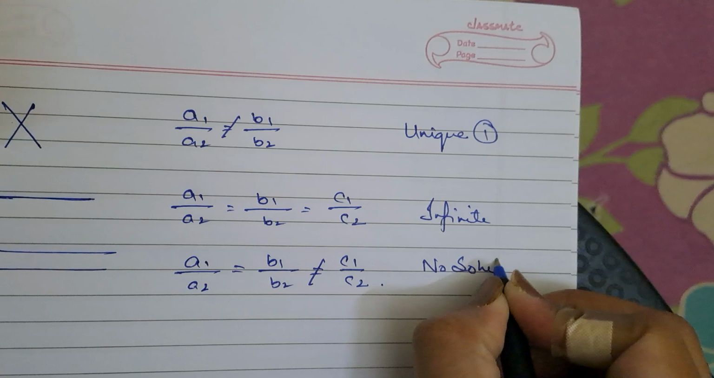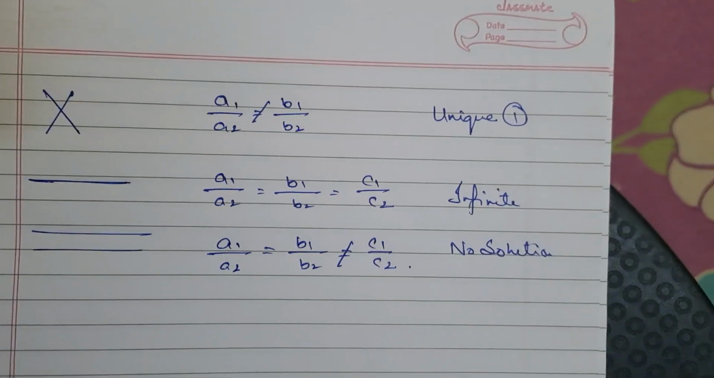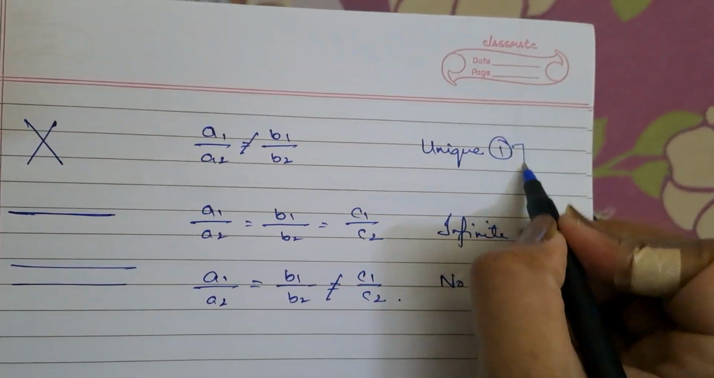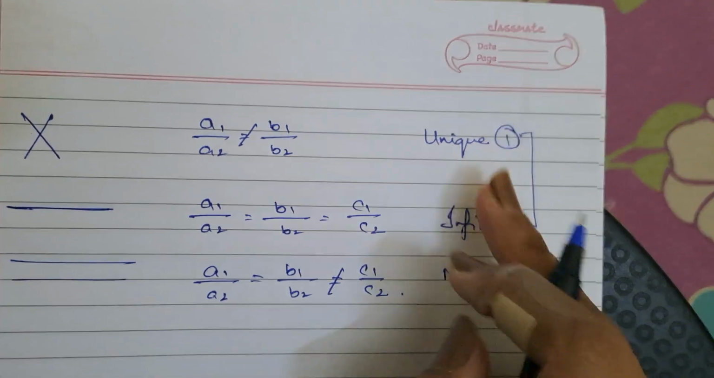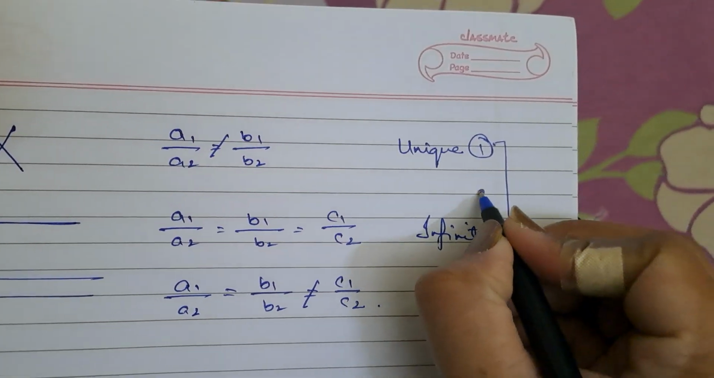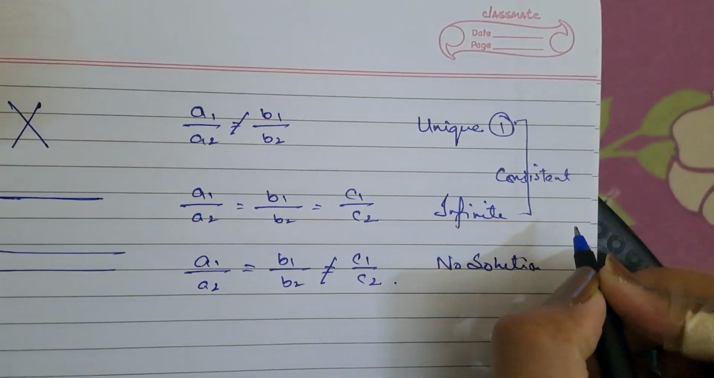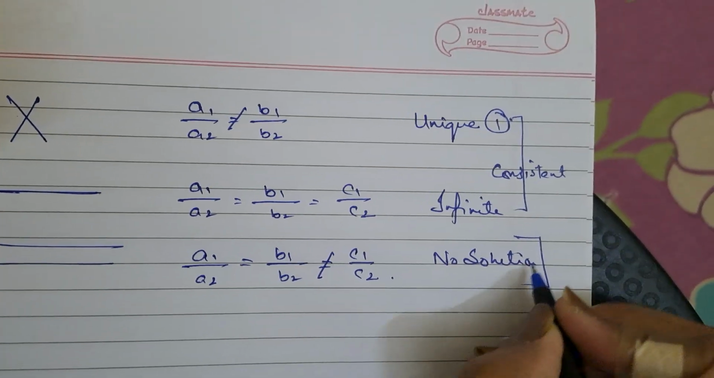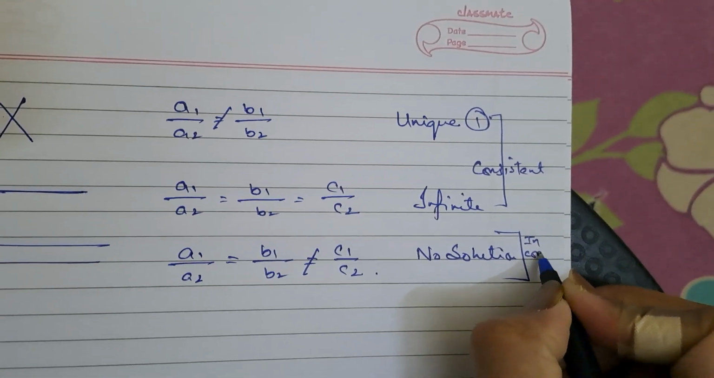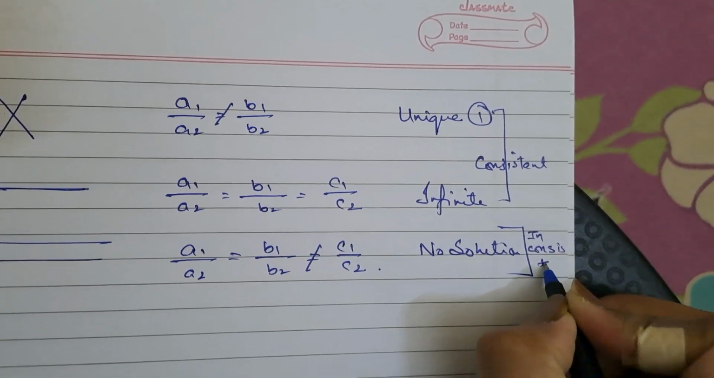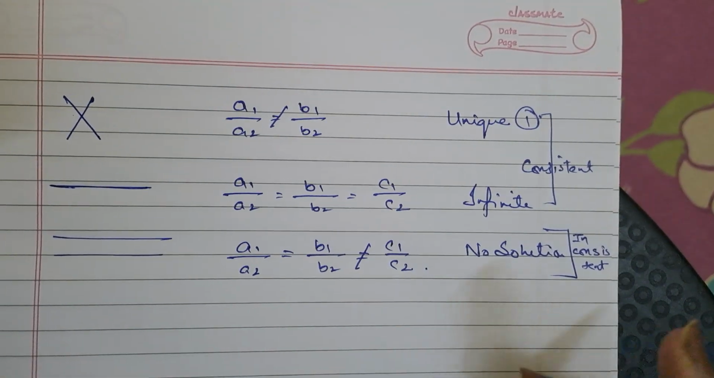Okay, now depending upon this, we are going to categorize them as consistent and inconsistent. These two fall under the category of consistent lines because they have solutions, whereas this one falls under the category of inconsistent lines.